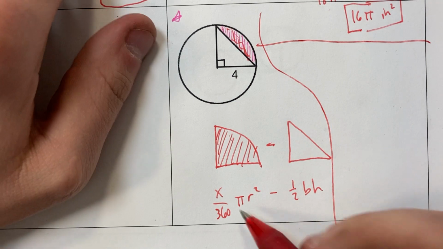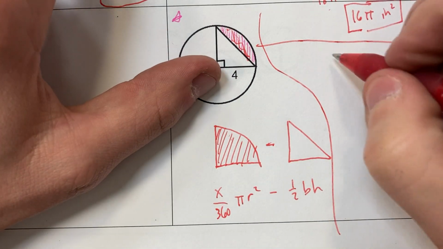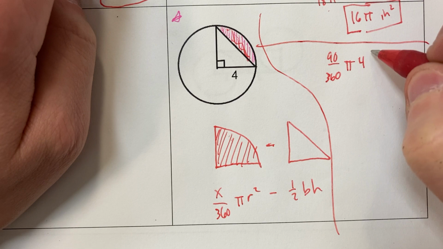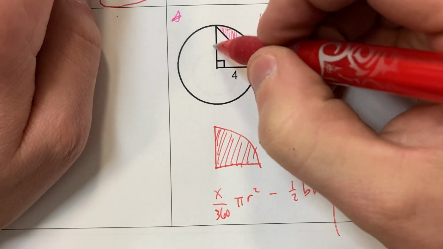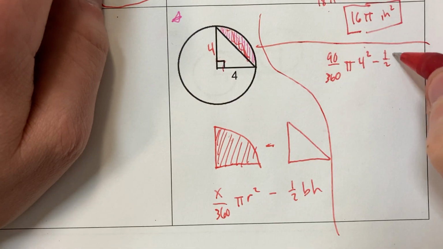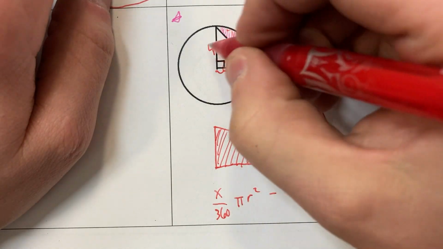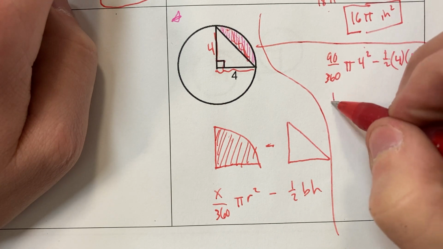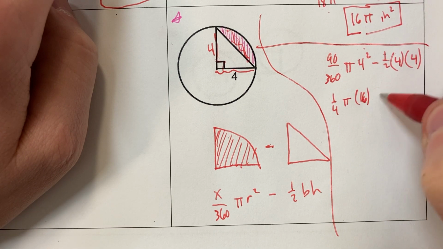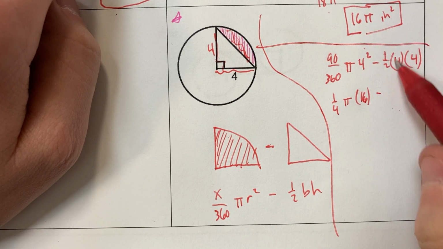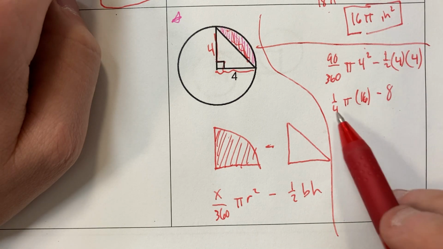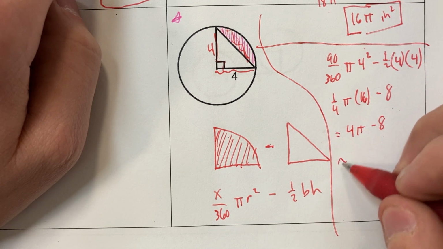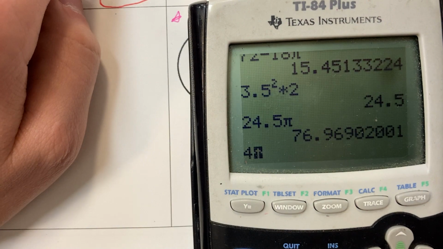I apologize. So now we have x over 360, that's 90 over 360 times pi times the radius squared. Now, because that's 4 and that's 4, the base of the triangle is 4 and the height of the triangle is 4. So there we have it. Let's get an exact answer. Now, this is a fourth. And then that's 16. And then this is 16 times 1/2, that's 8. So this is a fourth of 16, so that's 4 pi minus 8 is the exact answer. And then I can approximate it in my calculator.